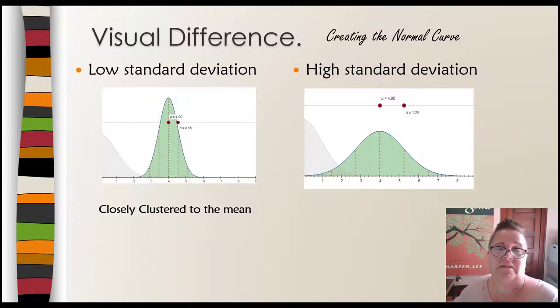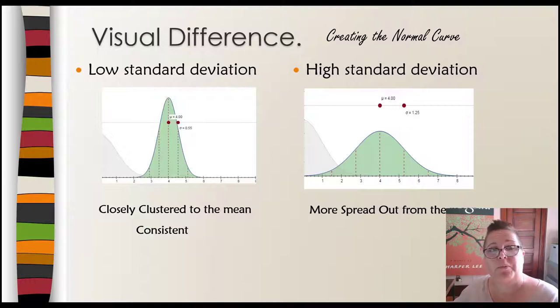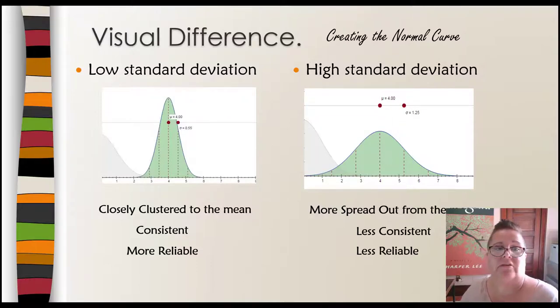So again, the lower standard deviation is sort of tall and spiky in the middle. It's closely clustered around the mean. The higher standard deviation is more spread out. The points can be further from the mean. The lower standard deviation is considered to be consistent, versus less consistency and more variability in the higher standard deviation. More reliability for your data in the lower standard deviation and less reliability in the higher standard deviation.